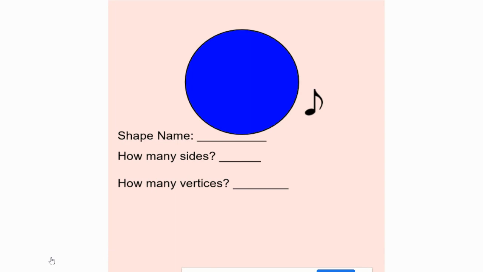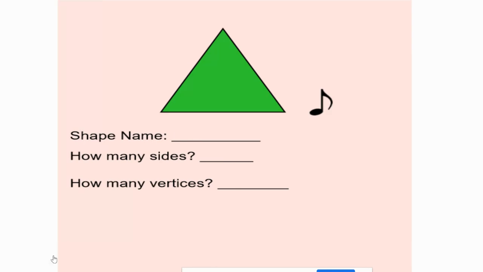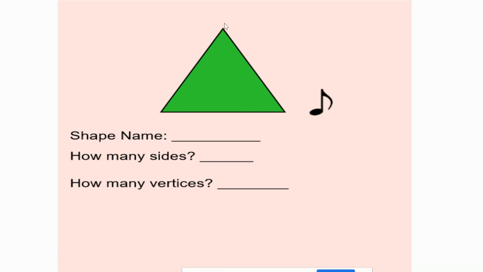This is a circle, of course. How many sides? Zero. There's no flat lines in a circle. How many vertices? Zero. This is a triangle. How many sides, of course? Three. There's three straight lines making a triangle. How many vertices? You see three corners as well. Good job.